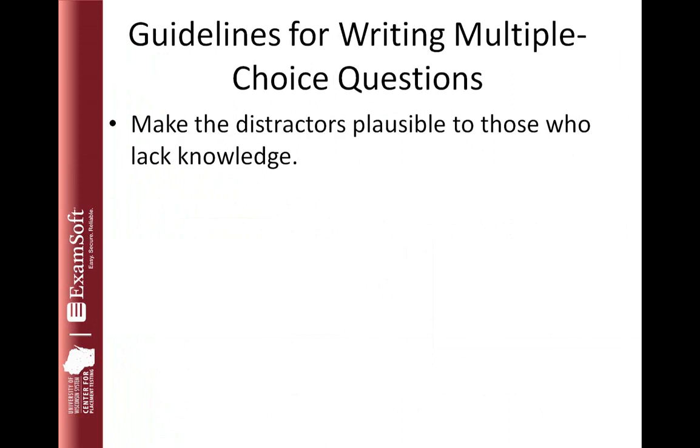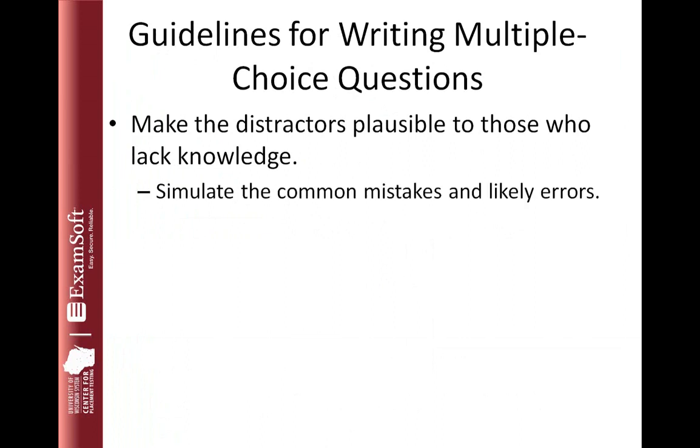We want to make the distractors plausible to those who lack knowledge. We want to simulate the common mistakes and the likely errors. That's the easiest way to do that: simulate common mistakes, likely errors. What do you see your students doing, or previous test takers doing, that is incorrect, but they seem to really be drawn to it? What is that common mistake?